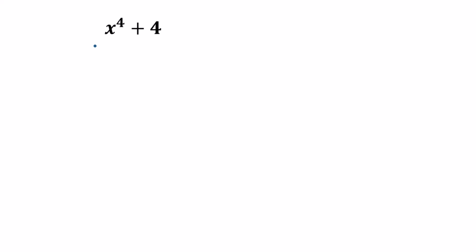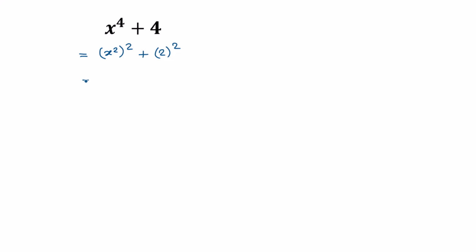Hello everyone. In this video, I am going to show how to find the factor of x to the power 4 plus 4. x to the power 4 is equal to x square, whole square. This is x to the power 4, plus this 4, we can write it as 2 square.